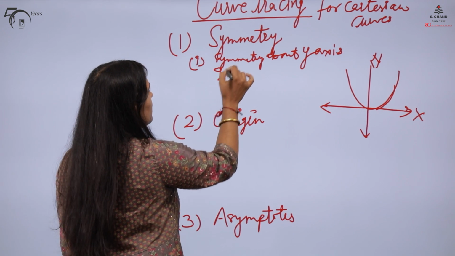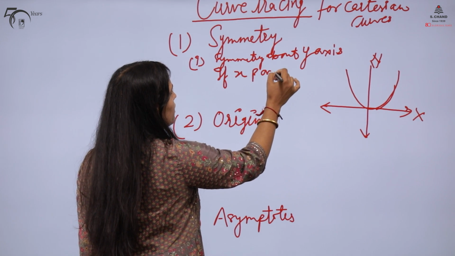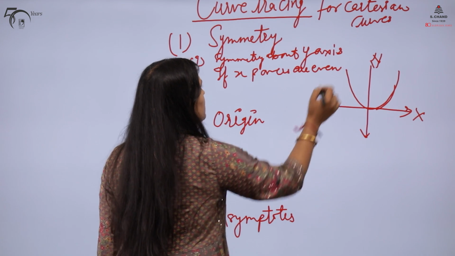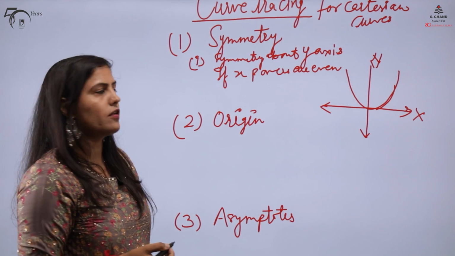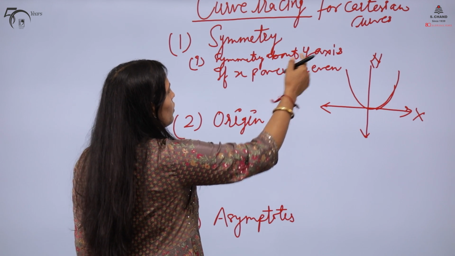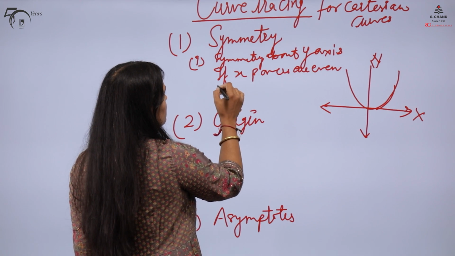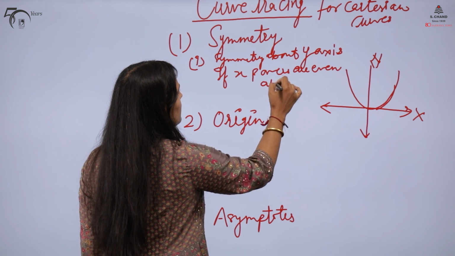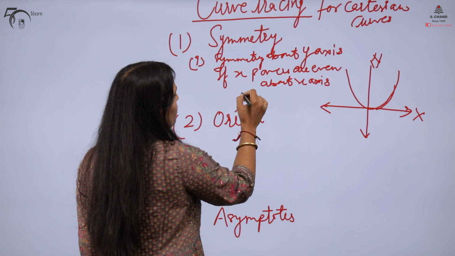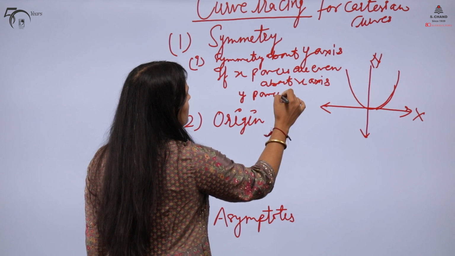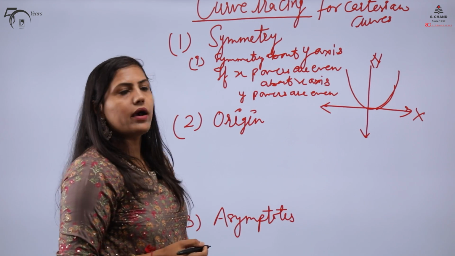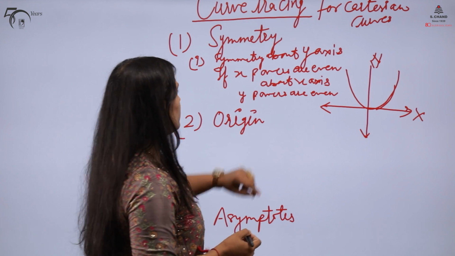Very first point, symmetry about the y-axis: if the powers of x in the curve are even powers, even, you know, 2, 4, 6, 8. So if the power of x is even, your curve will be symmetrical about the y-axis. Symmetry about the x-axis: if the powers of y are even. If both x and y powers are even, then you can say symmetry about both axes.